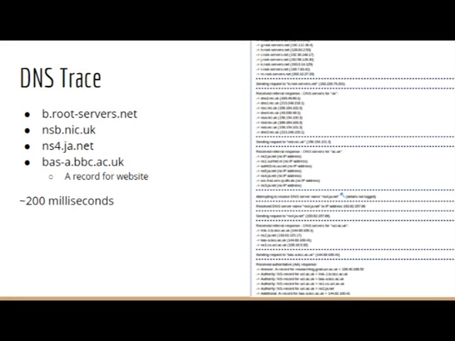I was able to complete a DNS trace on the URL that we used and saw that it first went to a root server, b.root-servers.net, from which it received information to lead it to nsb.nic.uk, which was for the UK ending, which then gave it some responses that led it to ns4.ja.net. And finally, it got a response that led it to bas-a.bbc.ac.uk, which gave it a record for the website. In total, this DNS trace took about 200 milliseconds.